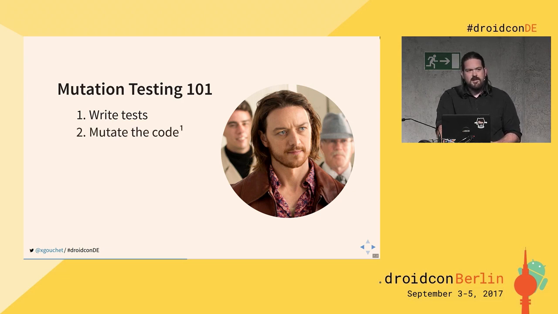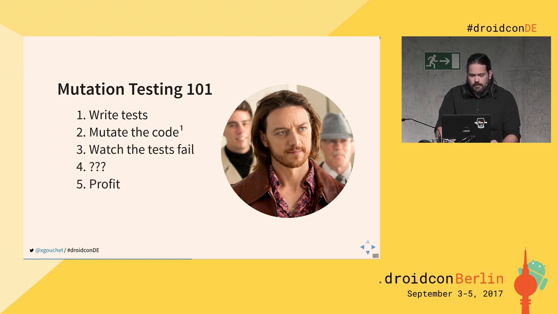Basically, mutation testing 101 is, first, you write your tests. You all do that, so that's very good. Then you mutate the code. We're going to see just later what it means. Then you watch the tests fail. And, of course, you profit afterwards.